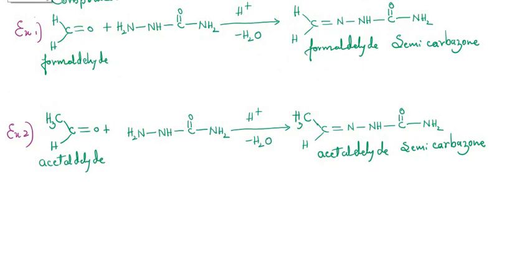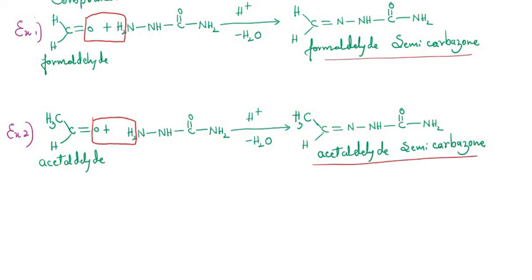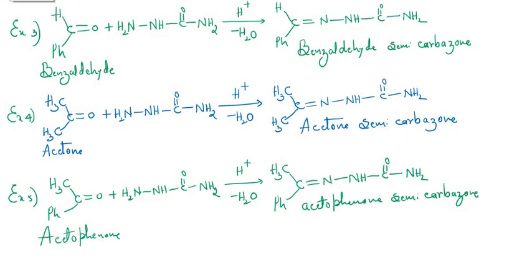So with respect to that I have taken here two examples. One is with respect to formaldehyde, that is example 1, and here also when it is treated with semicarbazide, it will lose a molecule of water, and we will have our product called formaldehyde semicarbazone. And the second example, we have acetaldehyde. In a similar manner, there is also loss of a water molecule, and the product will be acetaldehyde semicarbazone.